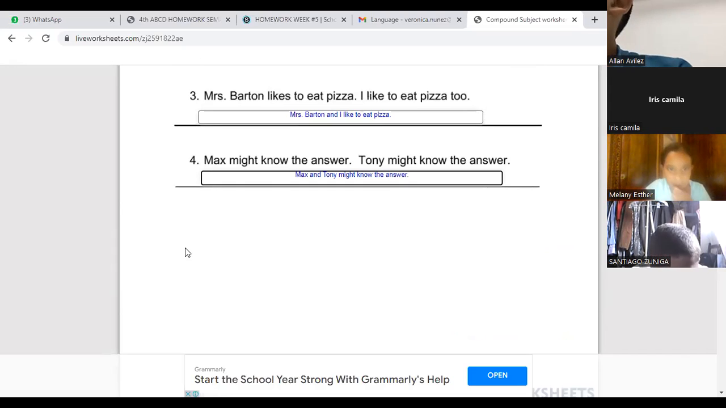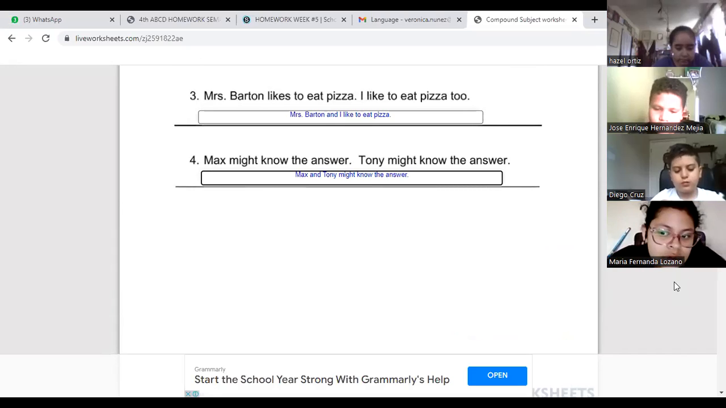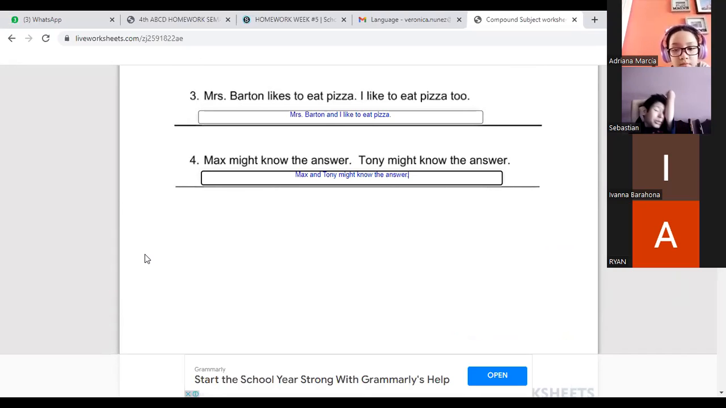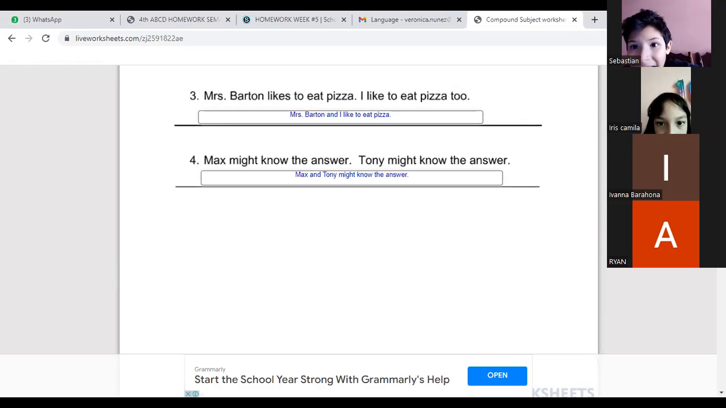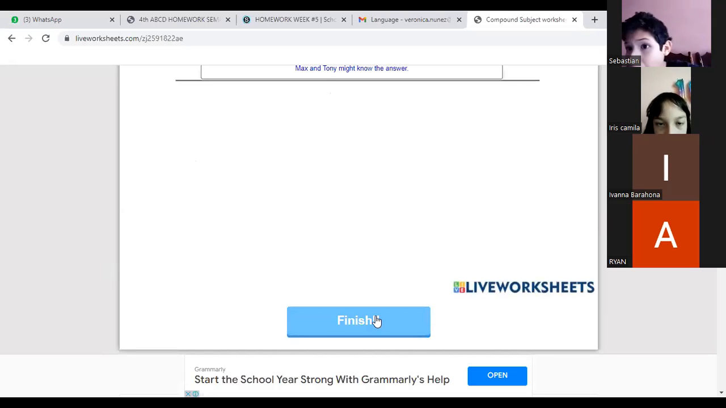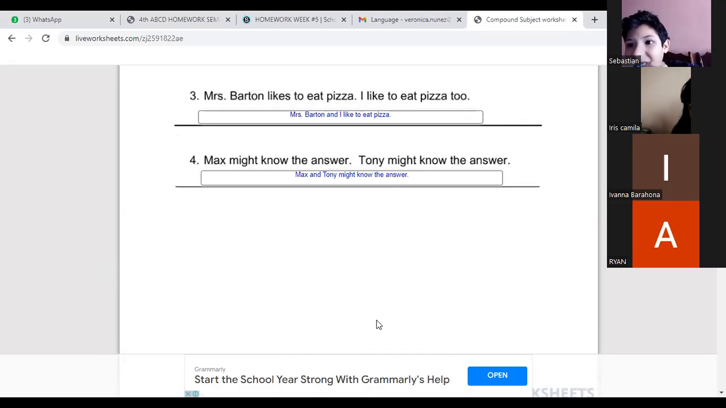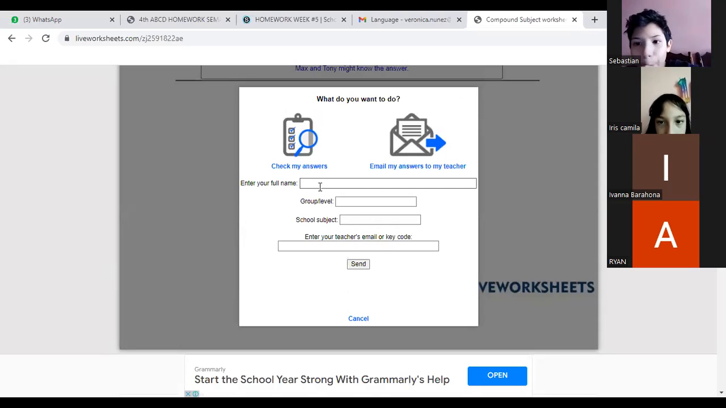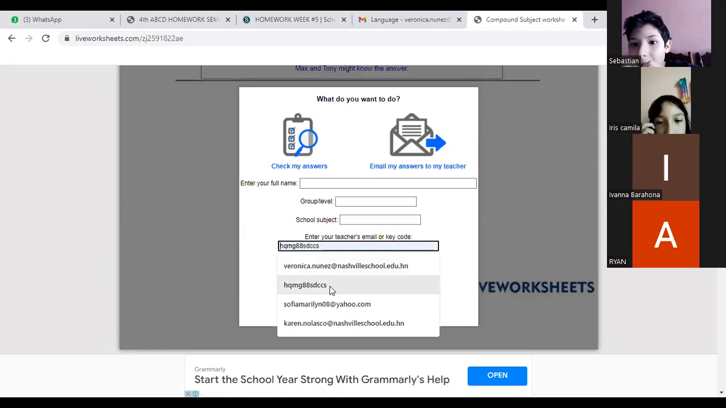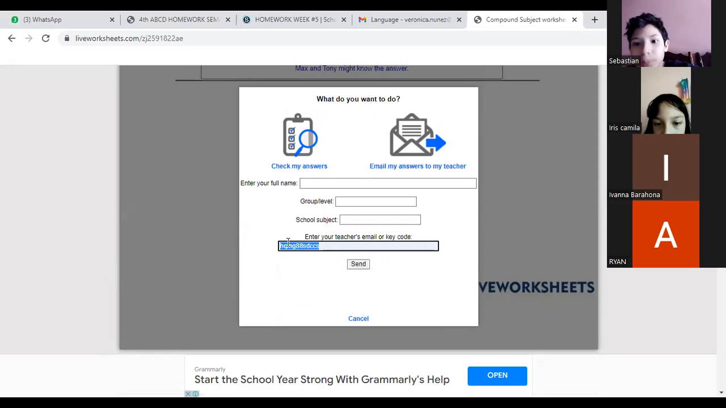So far, is it good? Yes, Miss. We need to do the worksheet. Send it to me, because this one is for extra points. So, click on finished and you email, you send it to me. The code is this one. Let me copy the code, because someone asked for the code.